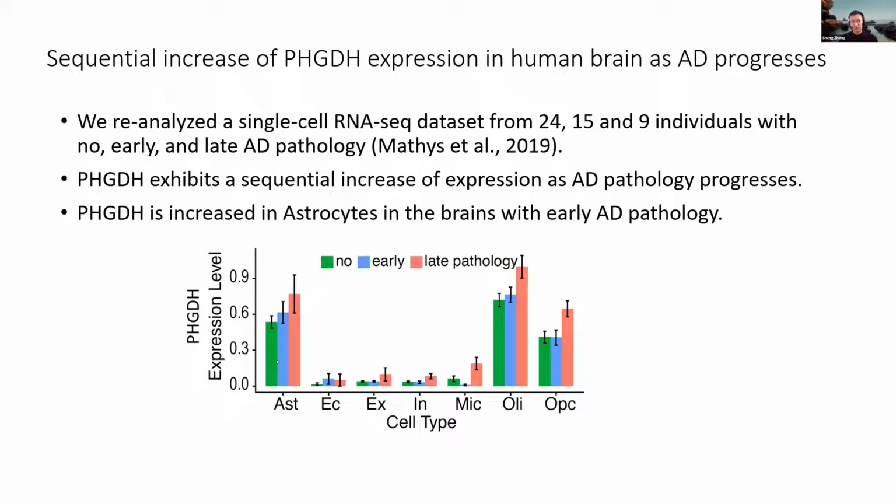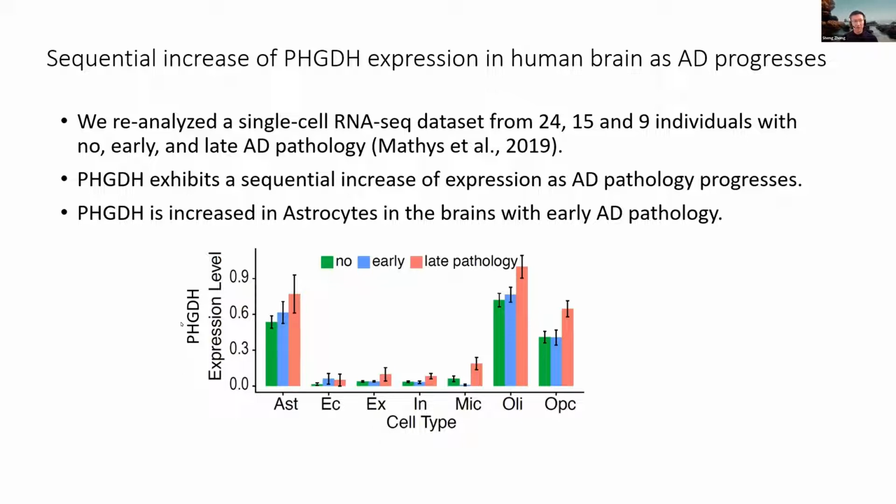What we see here is that PHGDH is expressed in astrocyte and oligodendrocyte precursor, not in every cell type. In astrocyte per se, you see that from no to early to late Alzheimer's, there is a stepwise progression of the expression level. So now we started to see what cell types express this gene, and also that the change of expression level of this gene actually starts from the early stage of the disease.